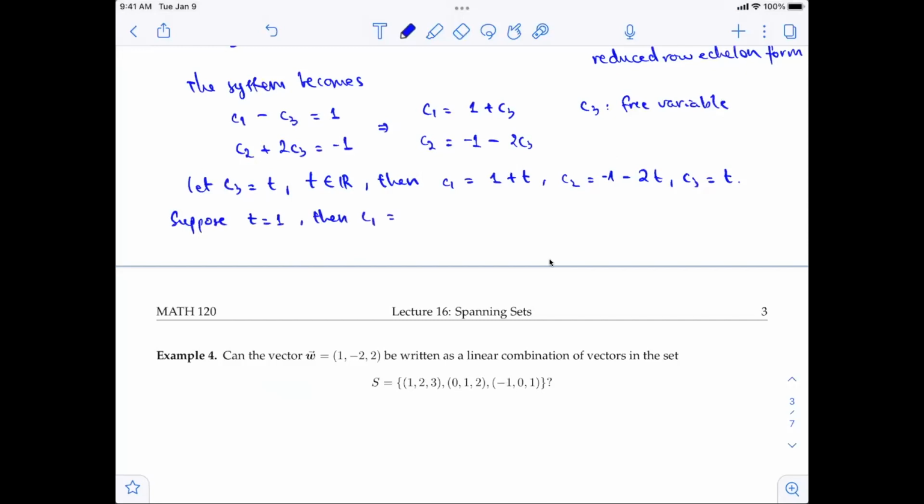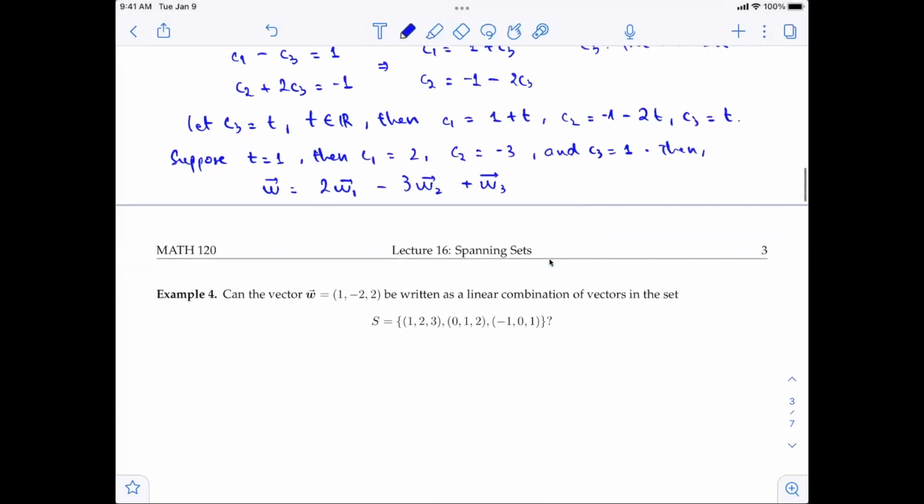Right, so in this case, suppose t is equal to 1, then you'd have that C1 is equal to 2, C2 is equal to -3, and C3 is equal to 1. Then W can be written as 2 times W1 minus 3 times W2 plus W3, like that. So W can be written as a linear combination of W1, W2, and W3.